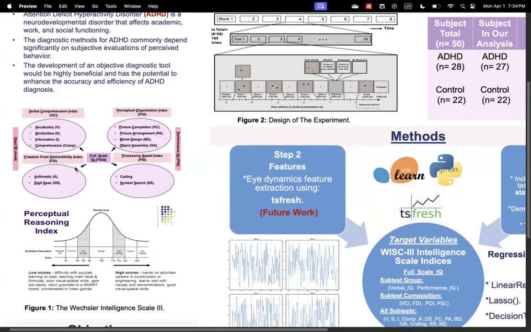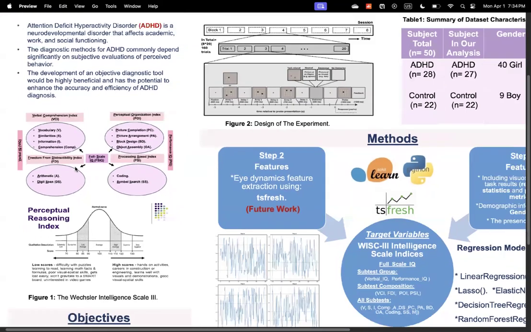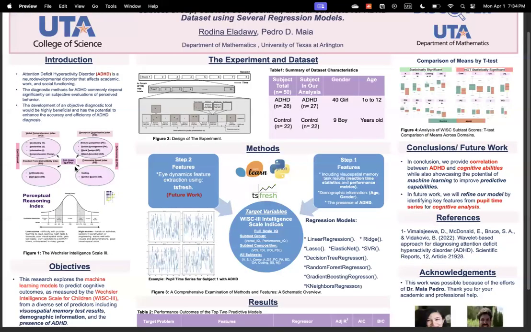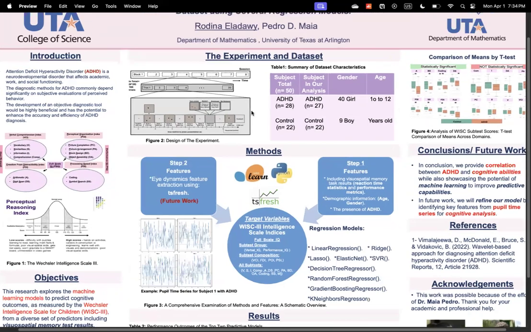Okay, so what is the objective of my research? My objective is to use machine learning models to predict these indexes using the ADHD datasets coming from a memory task. So now we need to talk about the experiment that we have.